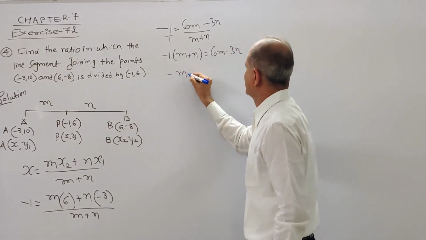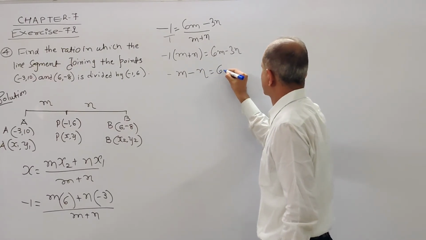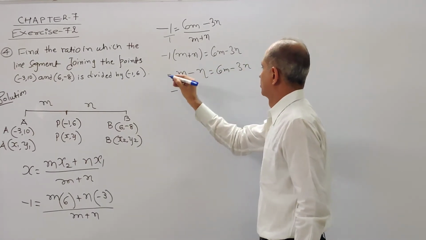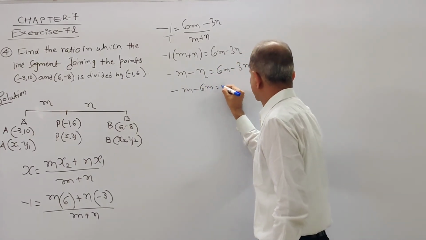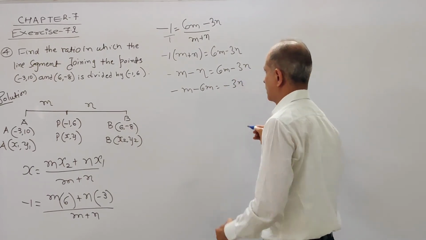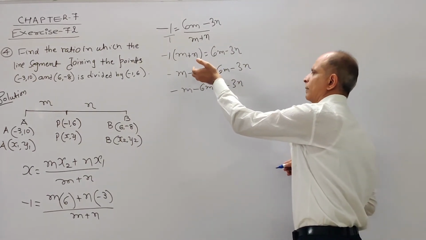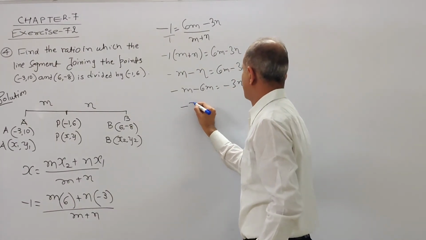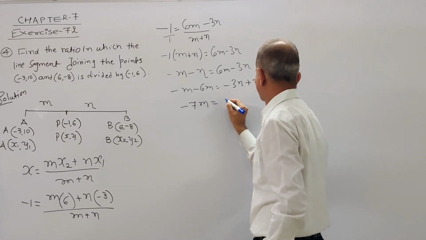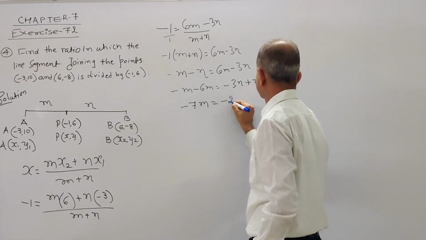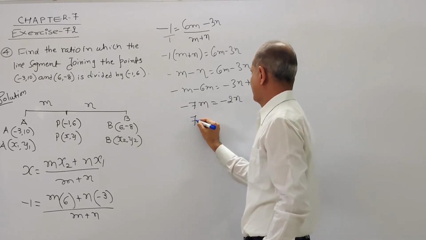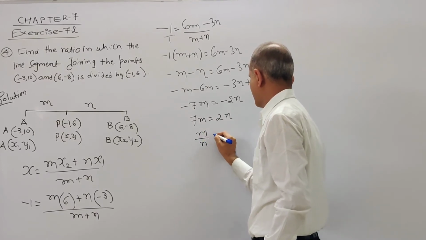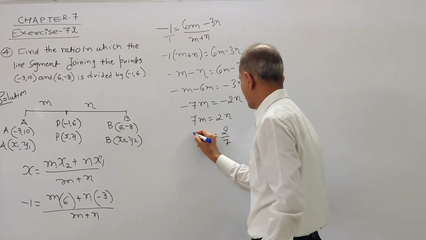So minus m minus n is equal to 6m minus 3n. So minus 6m is equal to minus 3n plus n. If you transfer this minus n from the left hand side to the right hand side, it becomes plus n. So this is minus 7m is equal to minus 2n. So 7m is equal to 2n. So m by n is equal to 2 by 7.